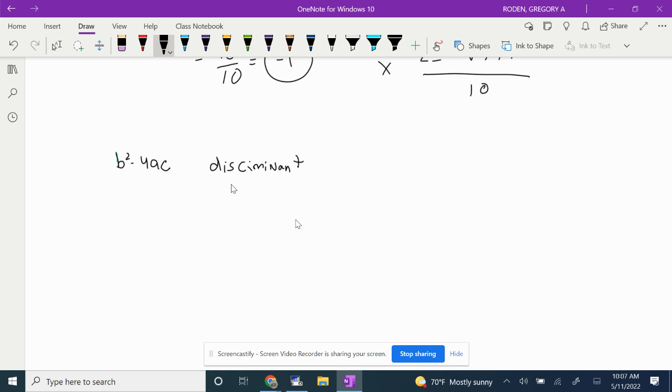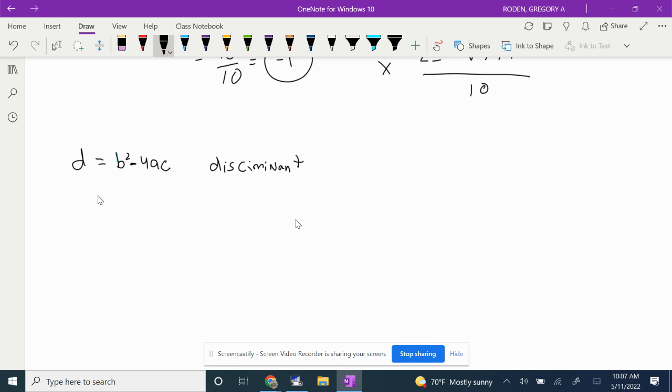Now, if you just look at the discriminant, it's not going to tell you where your answers are, but what it does is it tells you how many solutions you have. So I'm going to say D for discriminant equals b squared minus 4ac. You guys understand that? Now, this is a really good thing to remember.